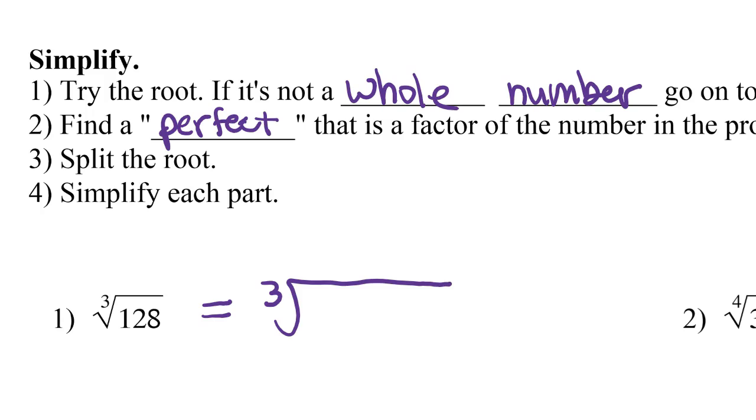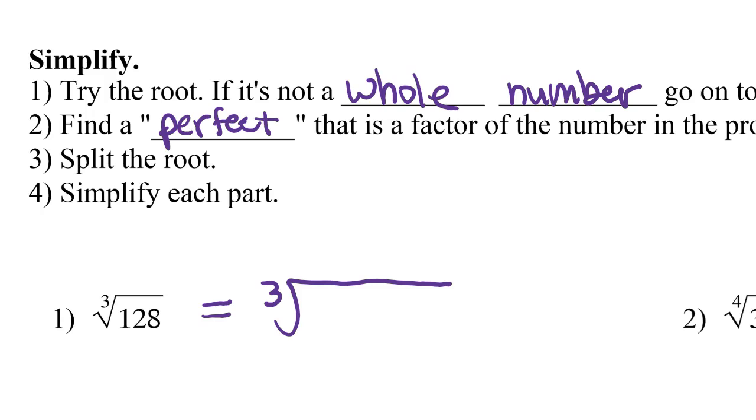What is the number on the little root right here? 3. So you're going to be looking at all your perfect thirds like you just did on the other page. The perfect thirds are 8, 2 to the third, 27, 3 to the third, 4 to the third is 64. We have to look for these numbers.